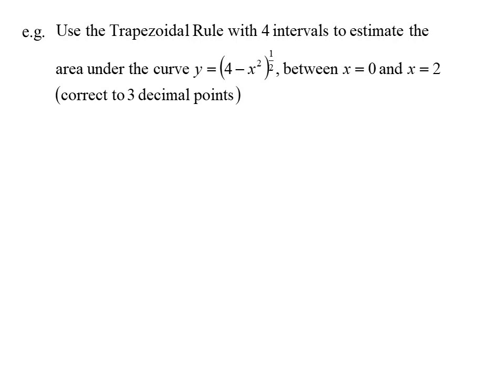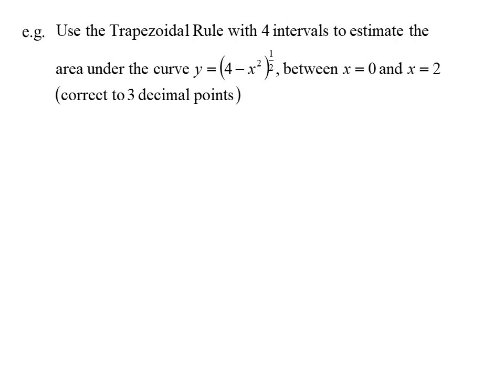Now I've deliberately picked a function here which we know its exact value, because if you look at it, what we've got there, 4 minus x squared to the power of a half, or the square root of 4 minus x squared, it's a semicircle. Well, actually it's a quarter of a circle, isn't it? Because I'm going from 0 to 2. So I do know the exact amount for this, but let's see how good our trapezoidal rule is.